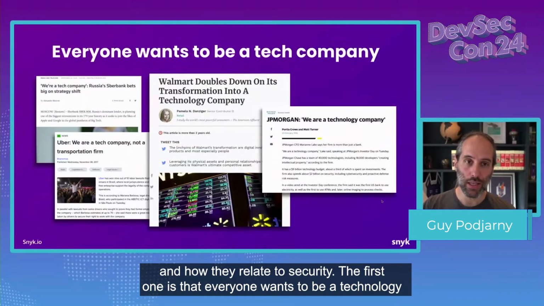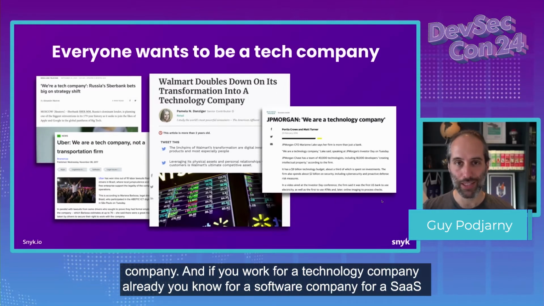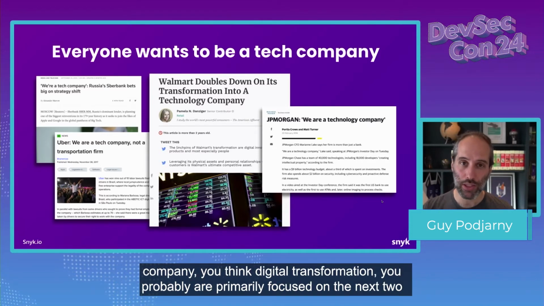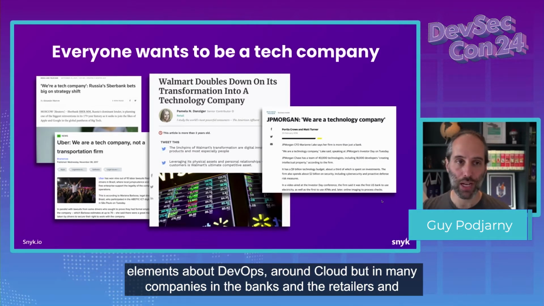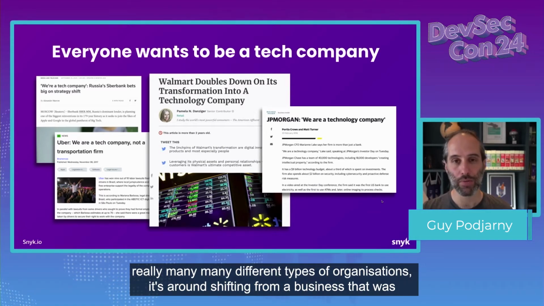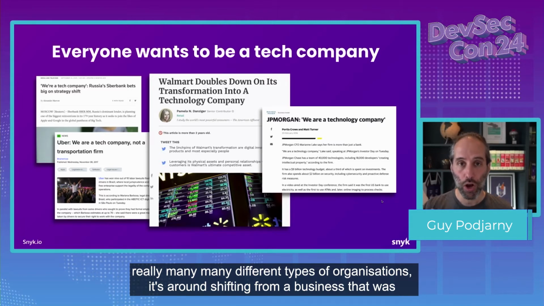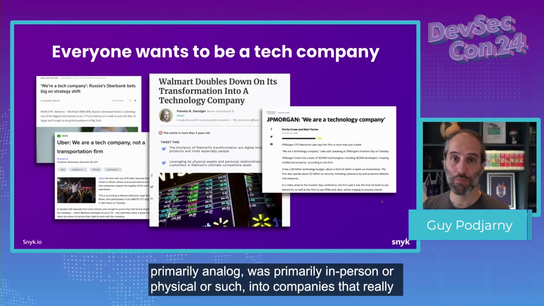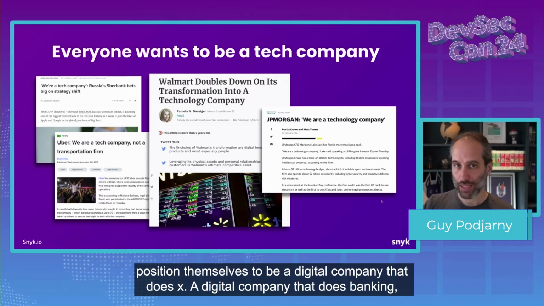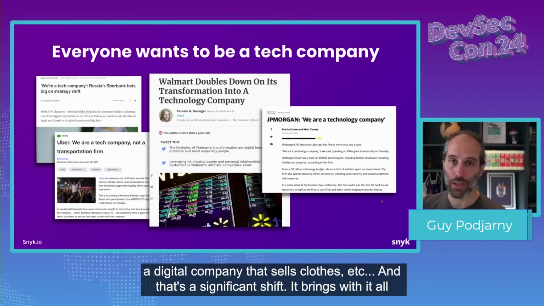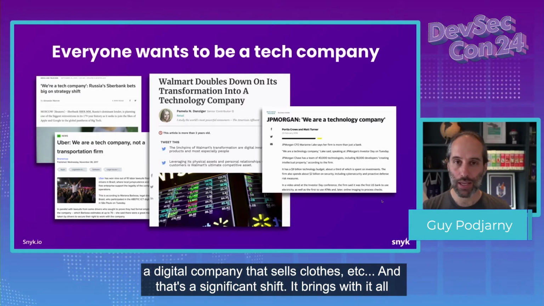The first one is that everyone wants to be a technology company. And if you work for a technology company already, for a software company, for a SaaS company, you think digital transformation, you're probably primarily focused on the next two elements, about DevOps and cloud. But in many companies, in the banks, in the retailers, in many different types of organizations, it's about shifting from a business that was primarily analog, primarily in person or physical, into companies that position themselves to be a digital company that does X, a digital company that does banking, a digital company that sells clothes, et cetera. And that's a significant shift.